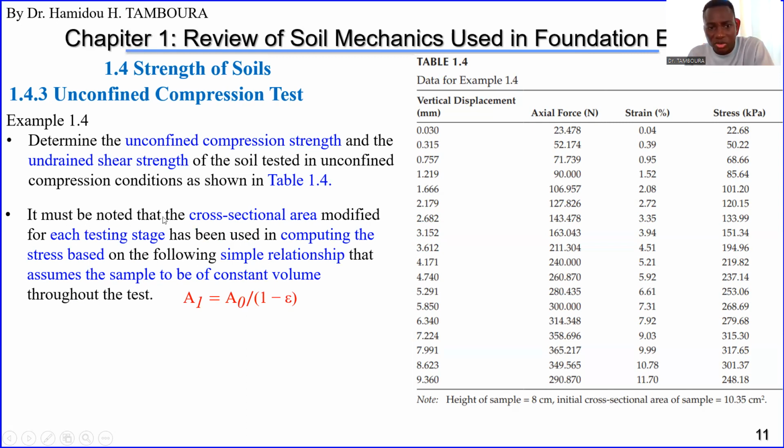It must be noted that this modified cross section for each test stage has been used in computing the stress, based on the following simple relationship. All this is to say that since the cross section of the soil sample is changing, you have to correct it for each displacement, for each deformation, for each strain.